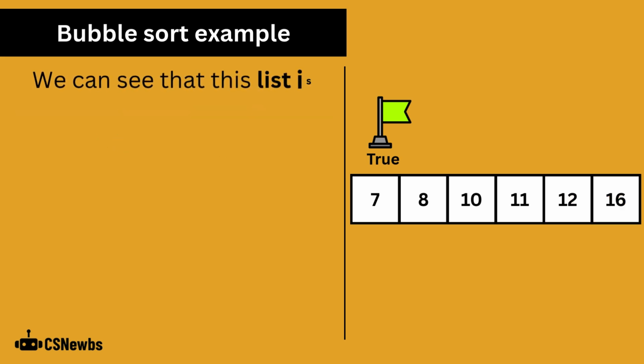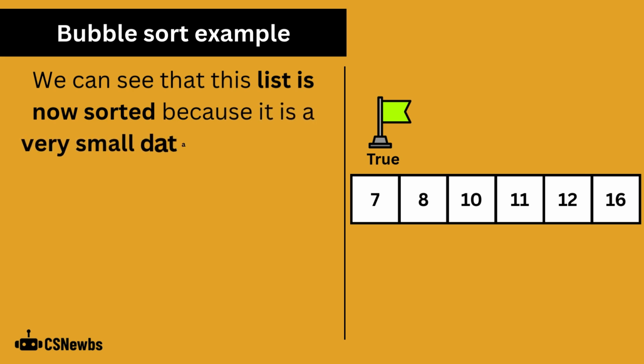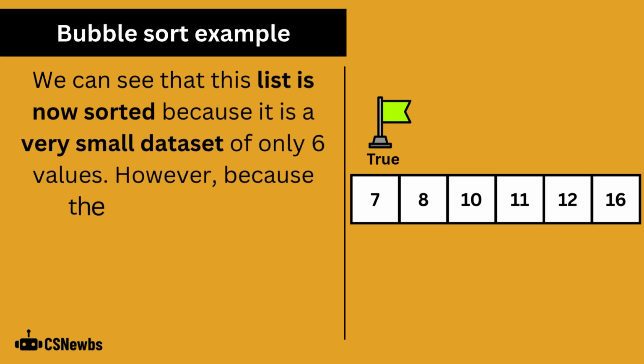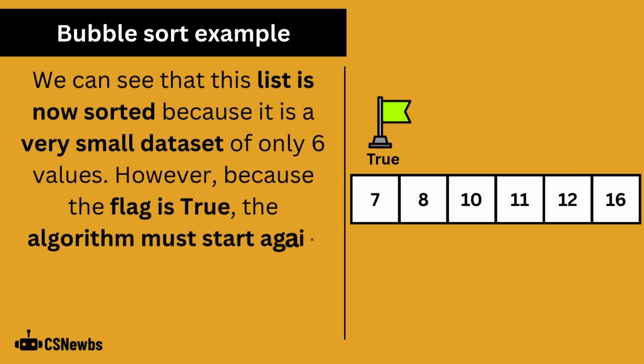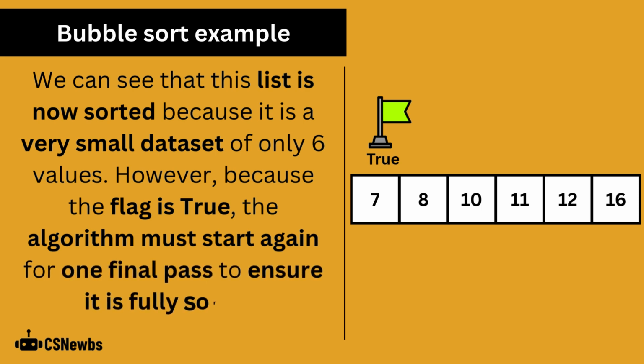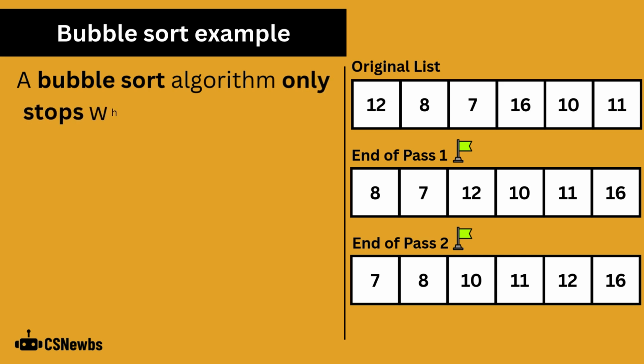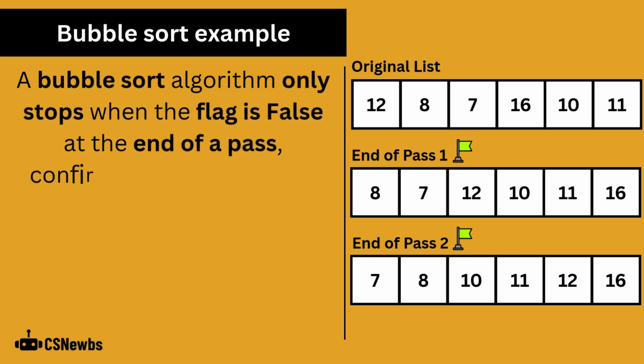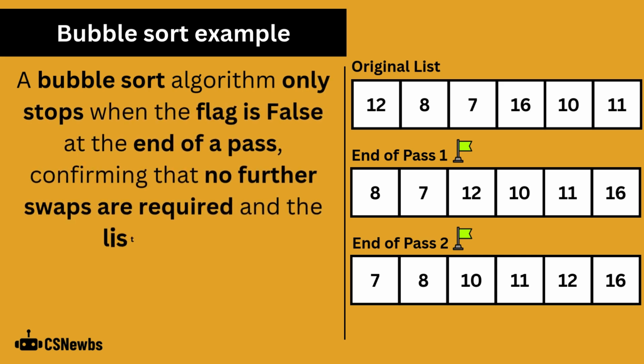We can see that this list is now sorted because it's a very small data set of only 6 values. However, because the flag is true, the algorithm must start again for one final pass to ensure it is fully sorted. A bubble sort algorithm only stops when the flag is false at the end of a pass, confirming that no further swaps are required and the list is sorted.